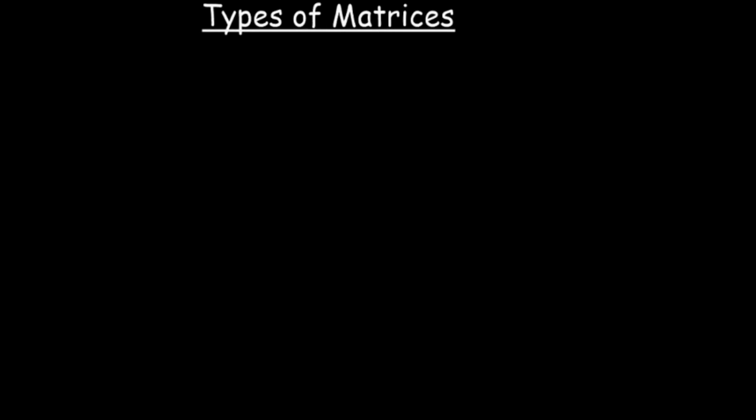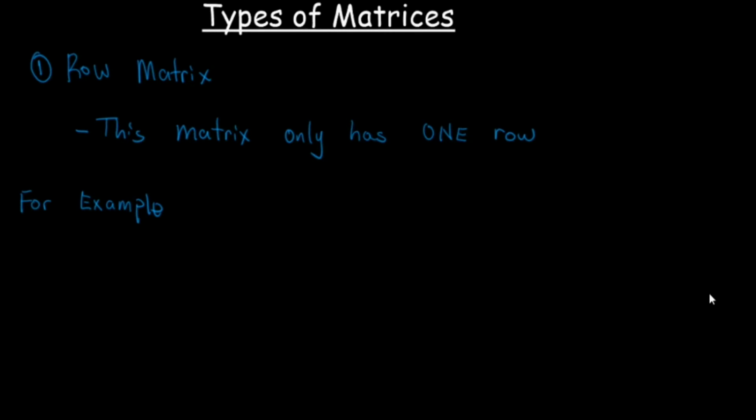So let's go. The first type of matrix that we'll be looking at is a row matrix. This matrix only has one row. If we had a matrix A with elements 2, 5, 6, this would be classified as a row matrix because it only has one row. Likewise, if we had a matrix B with element 2, this would still be a row matrix because it only has one row. So that's the first type of matrix.